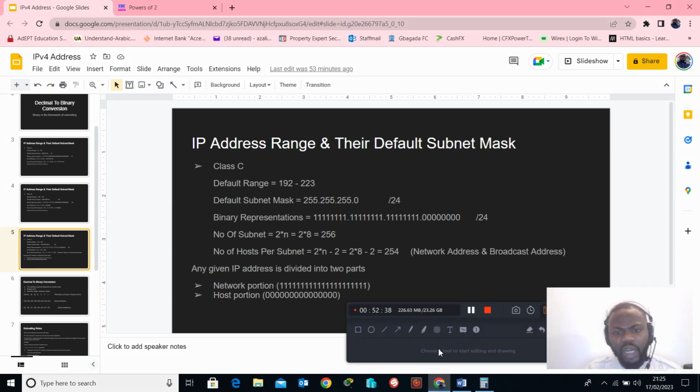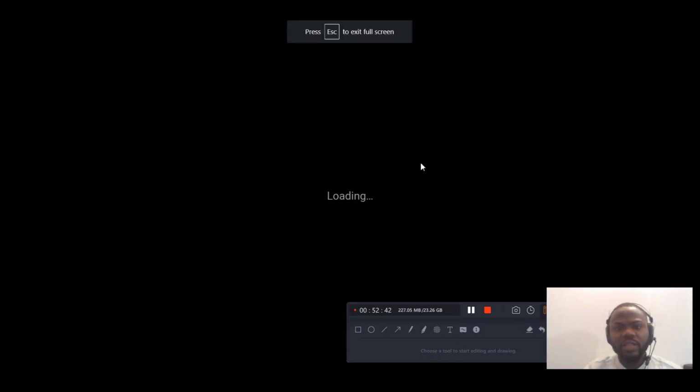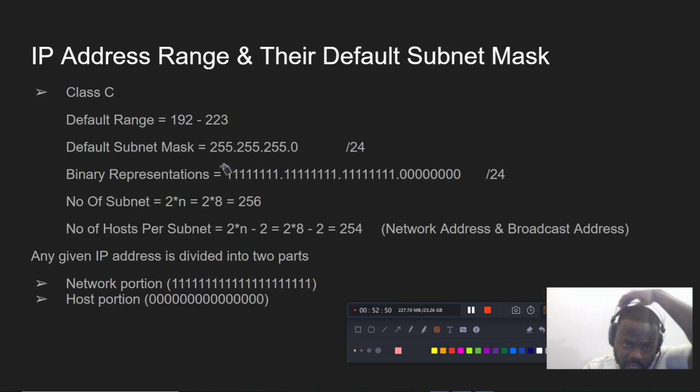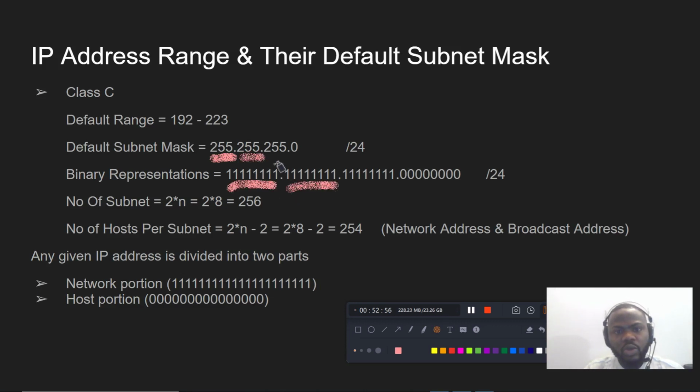So let's go back now to our slides. So now that we understand this, anywhere you see 255, it is all ones. And you can see it equals 24 ones. That's why we have 24 ones here.